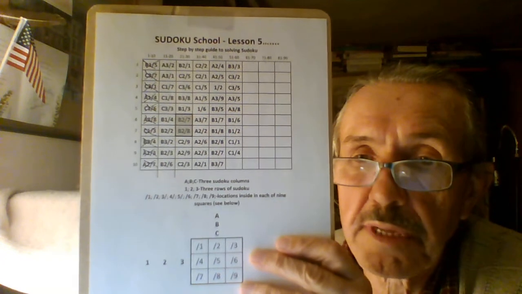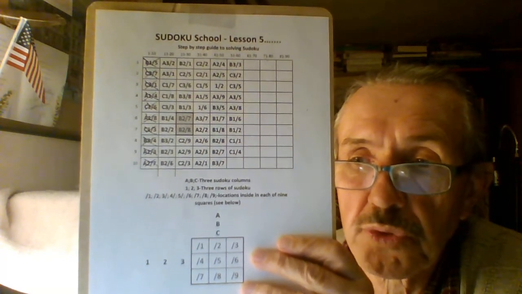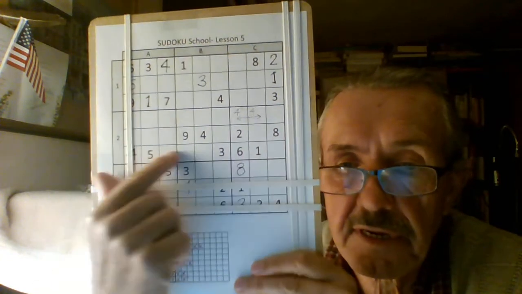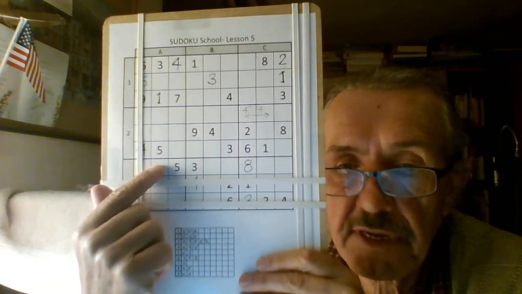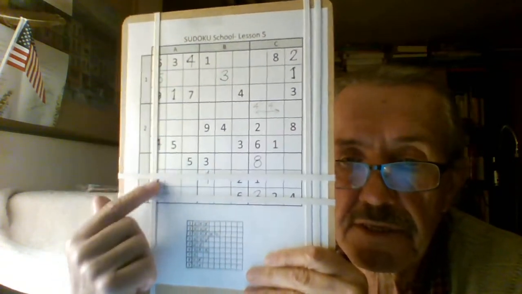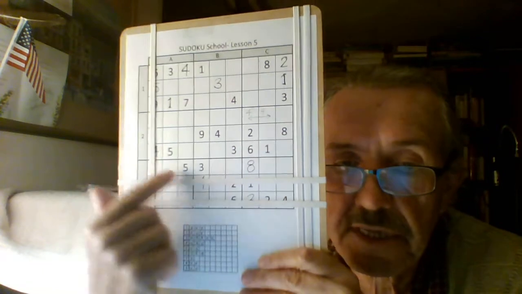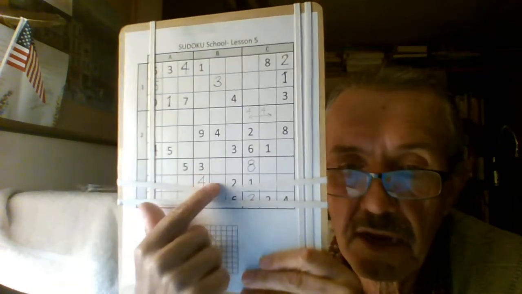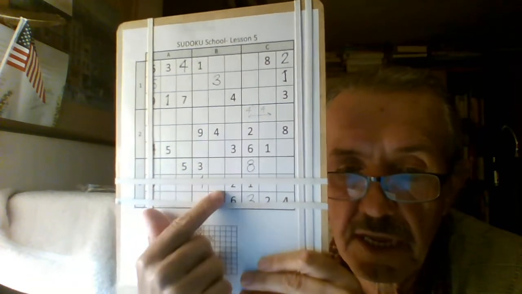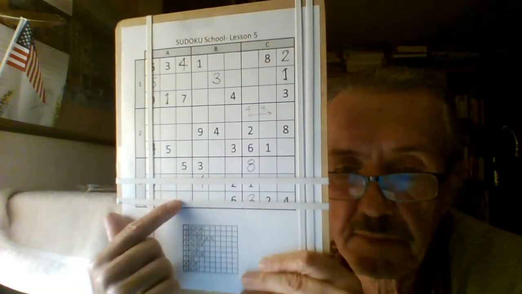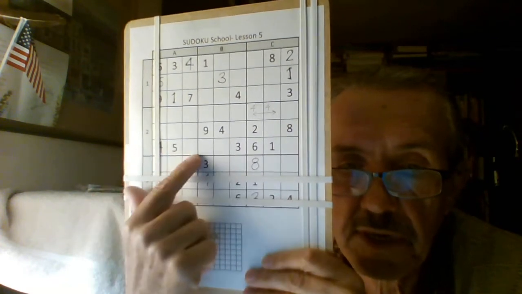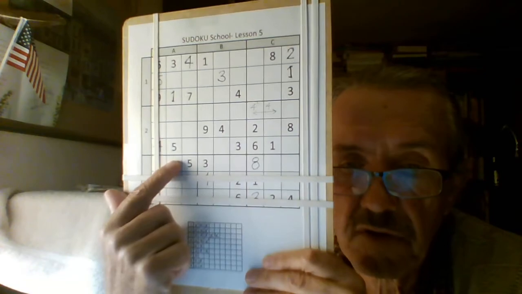Next step will be A3/2. Square A3 is over there, /2 is over there, and you're looking for number 4. As you see, in this column, number 4 already exists, and in this row, number 4 already exists, and in this row, number 4 already exists. There is one available space for number 4 in square A3 is over there.